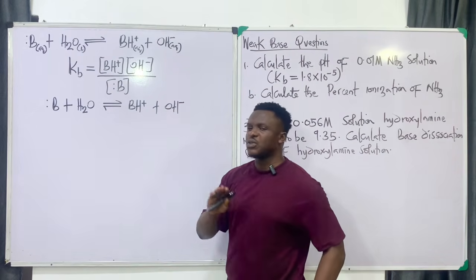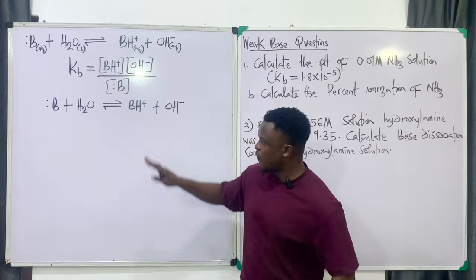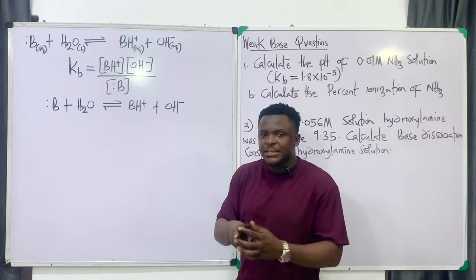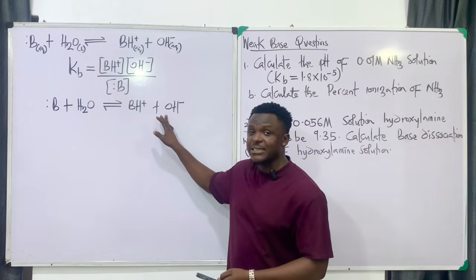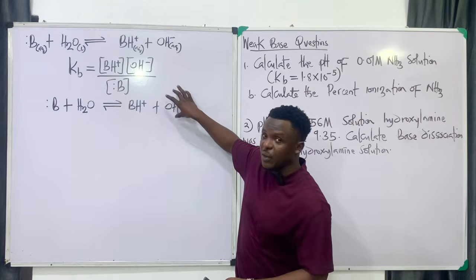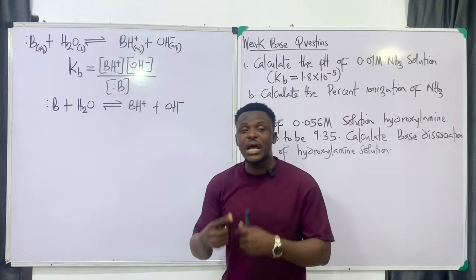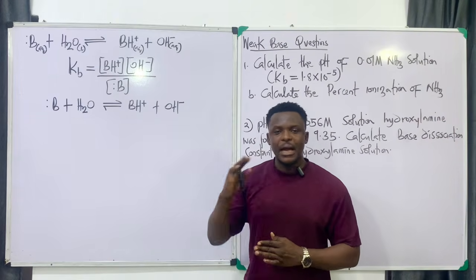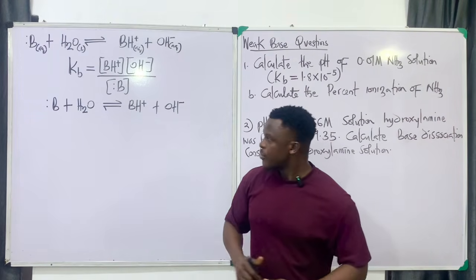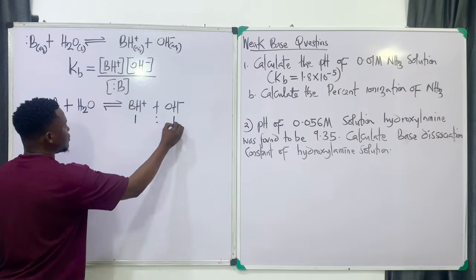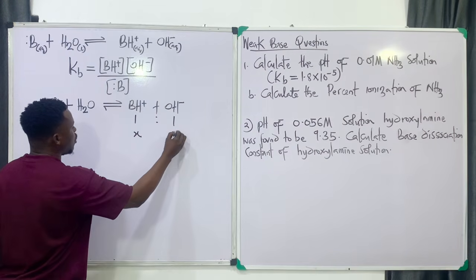Now, if you're asked to solve for pH for a weak base, you have to first of all solve for pOH, because a base will always give rise to OH, like in this case now. So if you get the value of the OH, you solve for pOH. Once you've gotten the answer for pOH, you now use the relationship between pH and pOH to get your pH. Okay, so remember I said the ratio of this is 1:1. So if here is X, here will also be X.